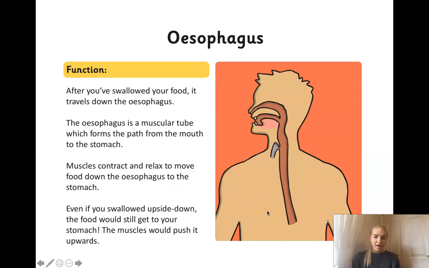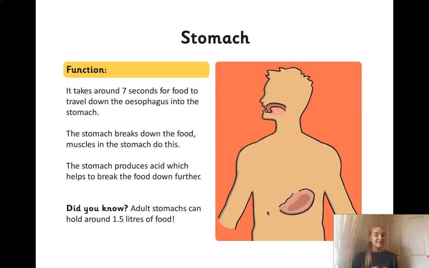But did you know, if you swallowed upside down, the food would still get to your stomach, but the muscles would just push it upwards instead of downwards? How funny is that? Okay, so then when it's travelled down the esophagus, where does it get to? That's right, I can hear lots of you saying the stomach. Absolutely. It takes around 7 seconds for the food to travel down the esophagus to the stomach.